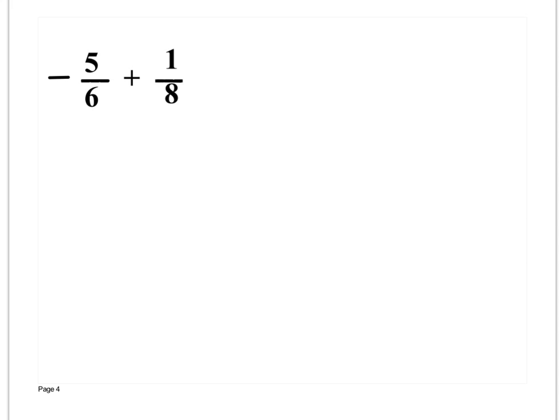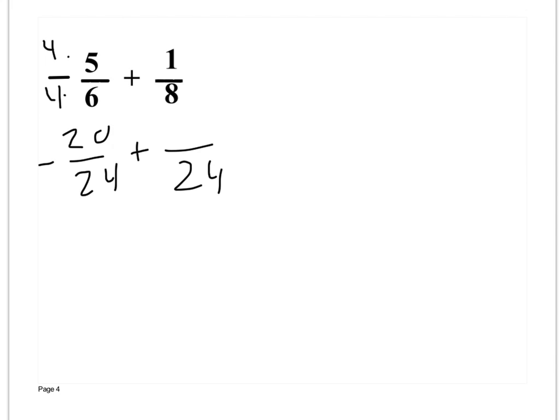We have negative 5/6 and 1/8. So someone raise your hand, tell me my least common denominator. Clinton. 24. If I didn't know what it was, what should I go with? 48. 6 times 8. What I do is 6 to make it 24, times it by 4, so I multiply 5 by 4. So we get negative 20 over 24.